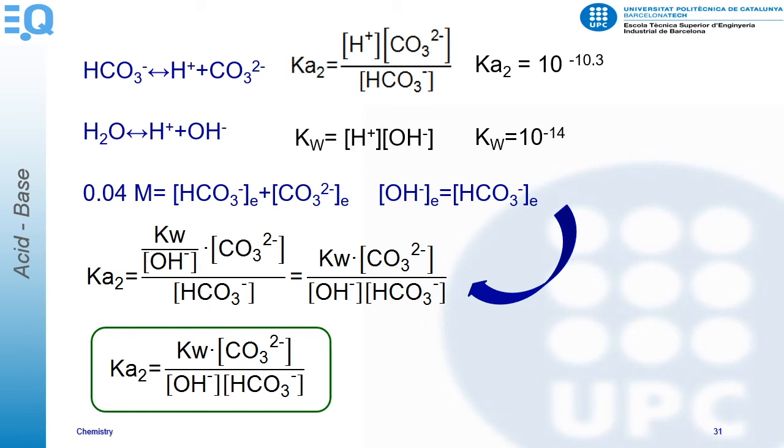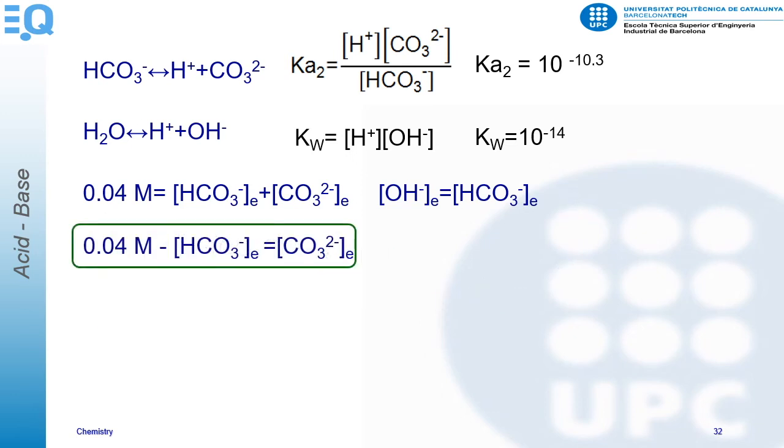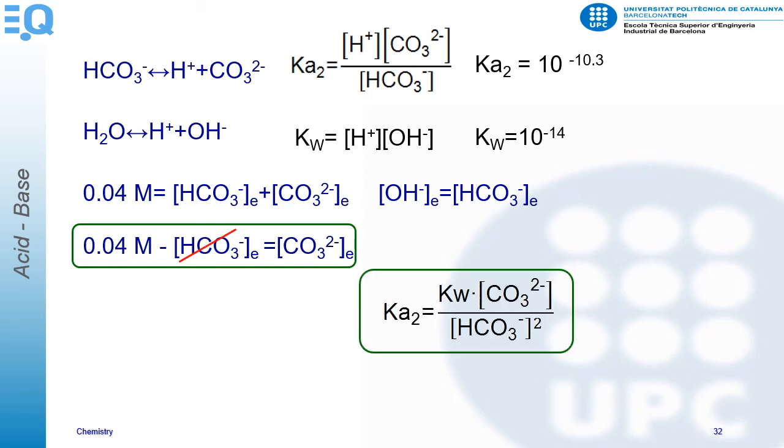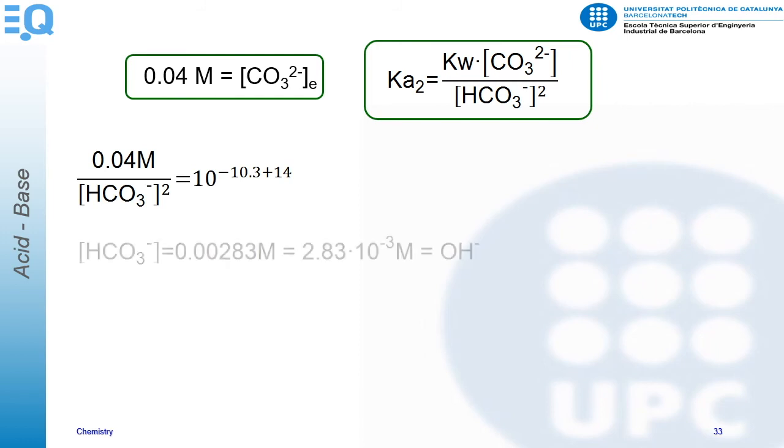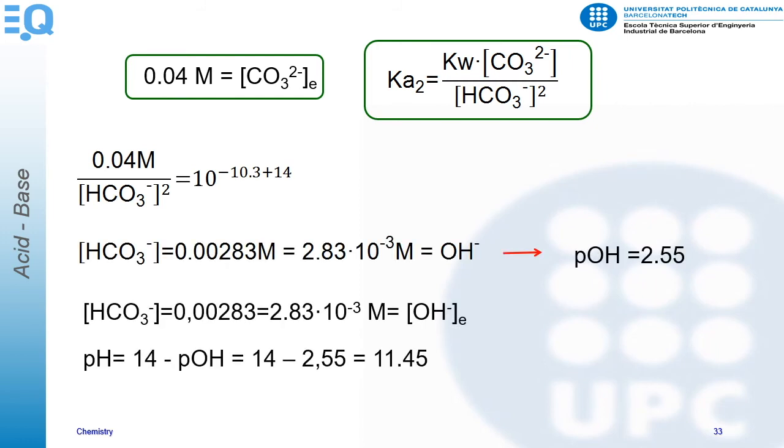In this point, when we get to the hydrogen carbonate plus the carbonate concentration equals 0.04, we can question ourselves if we can disregard hydrogen carbonate. We are in the limit. It's 1.3 logarithmic units. Let's calculate what happens if we disregard it. If we disregard, we substitute and we get that the concentration of carbonate is 0.04. And from there we find the concentration of all the other species. We get a pH of 11.45.